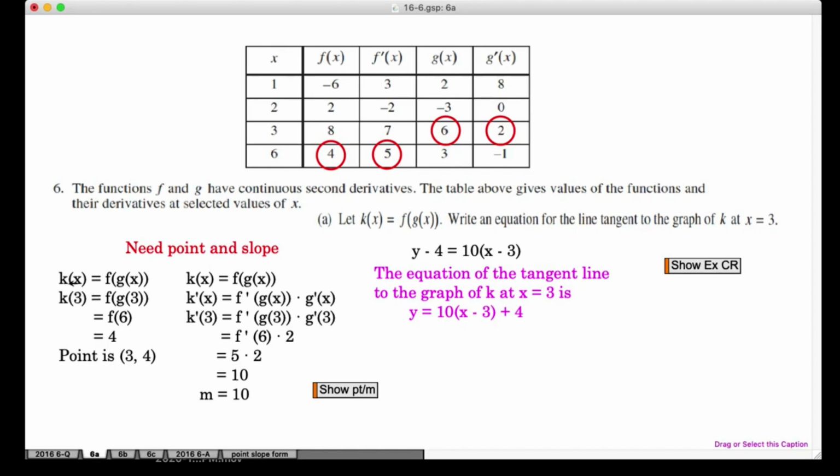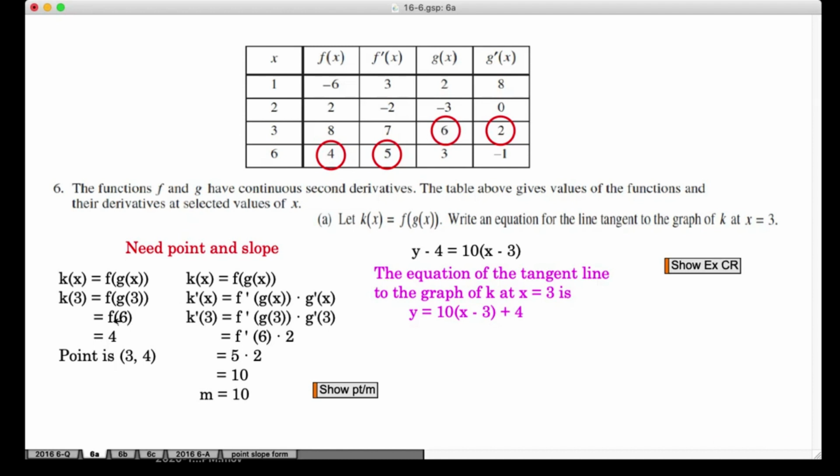k of x is equal to f of g of x. They gave us that. So k of 3, where x is 3, is f of g of 3. With compositions like this, just like with nested parentheses, you always do the inside group first. So we want to find g of 3. You go up to the table, find x is 3, and go across. I circled them so they'd stand out better. So g of 3 is 6.